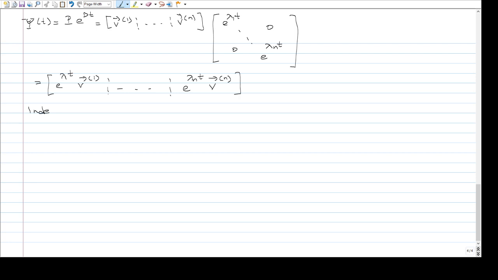Independent solutions of the system are just the columns of this fundamental matrix. So the first one is e to the lambda 1 t times the vector v1, and the last one, e to the lambda n t times vn.